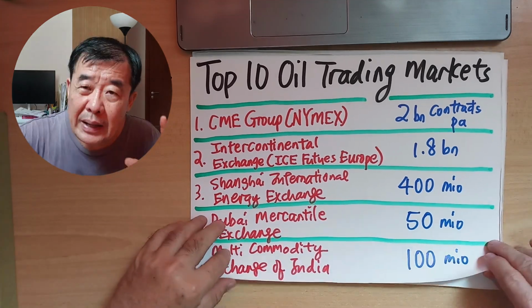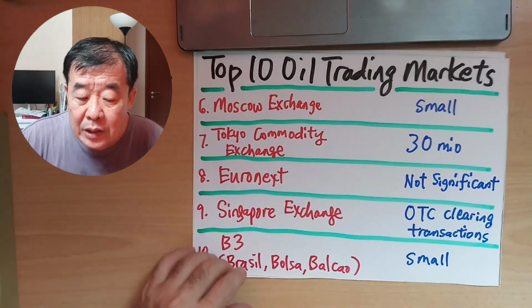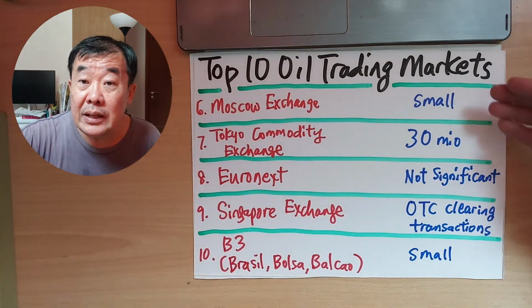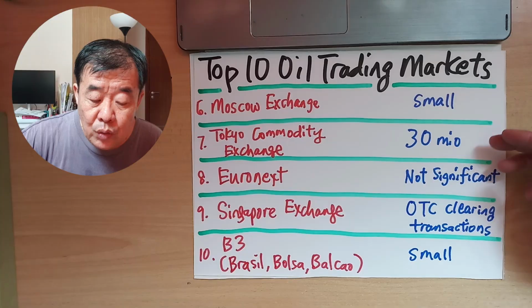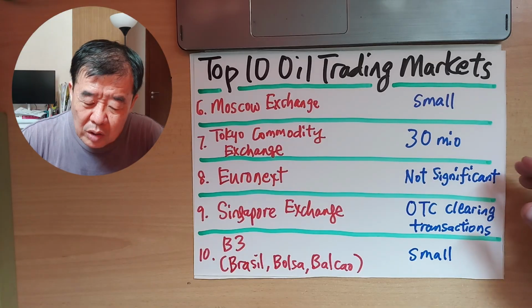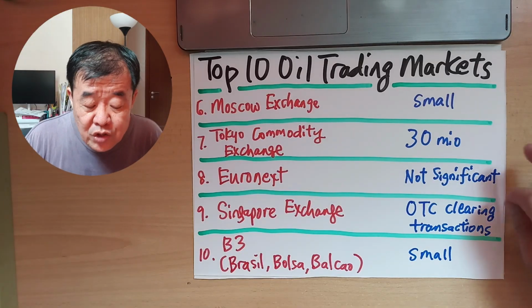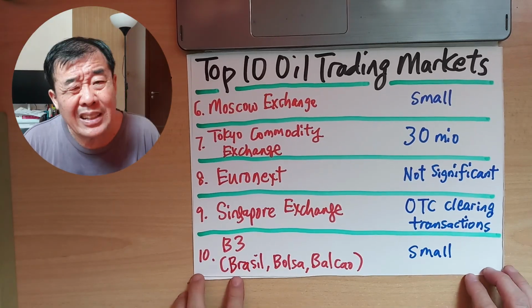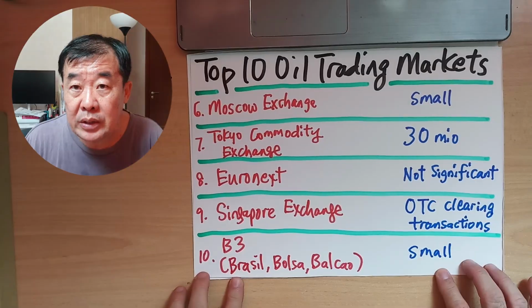Okay, the rest of the markets are quite small, but I actually put them down there, for example, rank number 6 is Moscow, 7 is Tokyo, about 30 million. Euronext, small, not significant. And also Brazil, there are 3 of them. I put them on number 10, but they are still small, so I won't bother to go deeper.